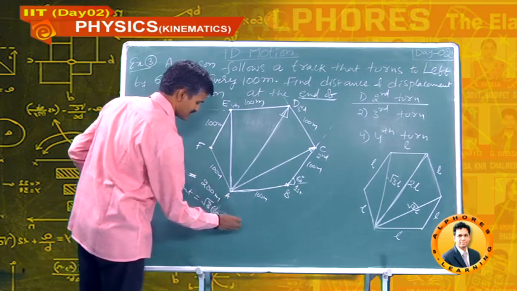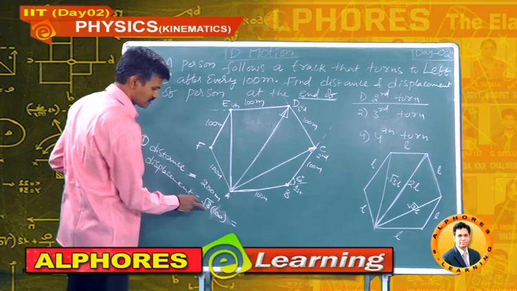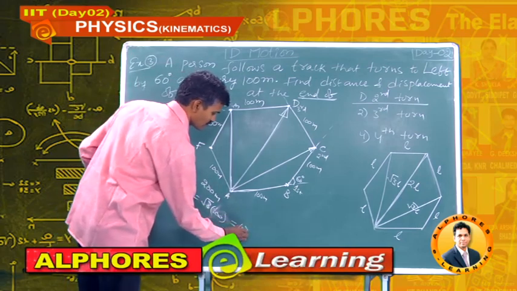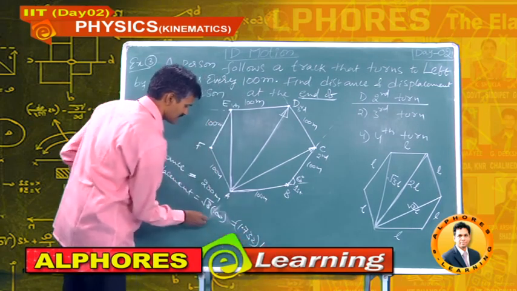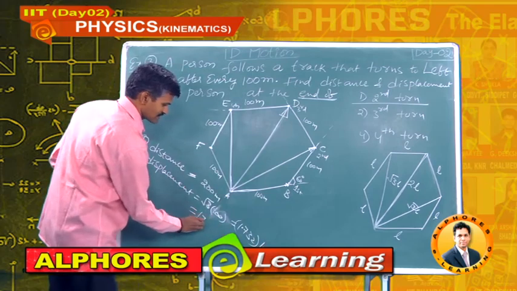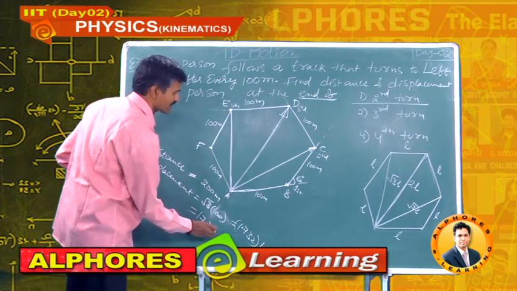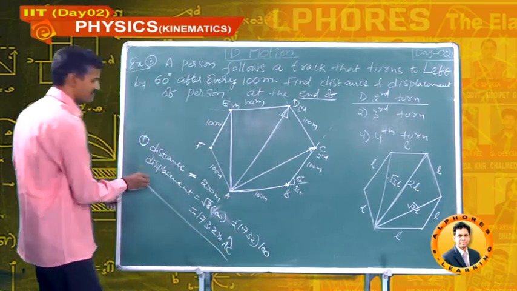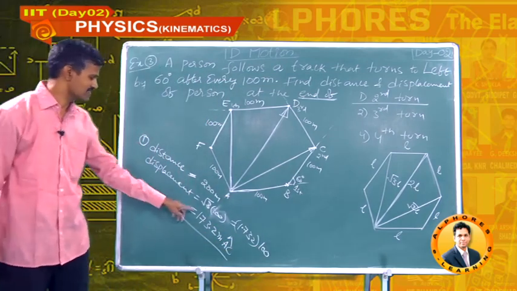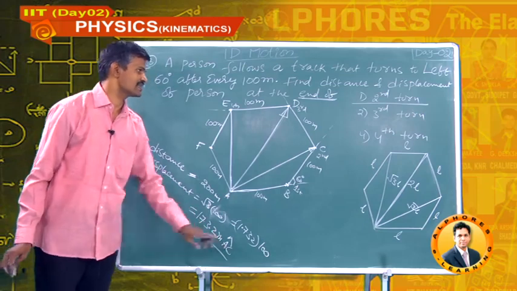So it can be written as root 3 is 1.732 into 100, that is 173.2 meters into AC cap. Here displacement is a vector quantity, so we have to mention the direction, that is AC cap.